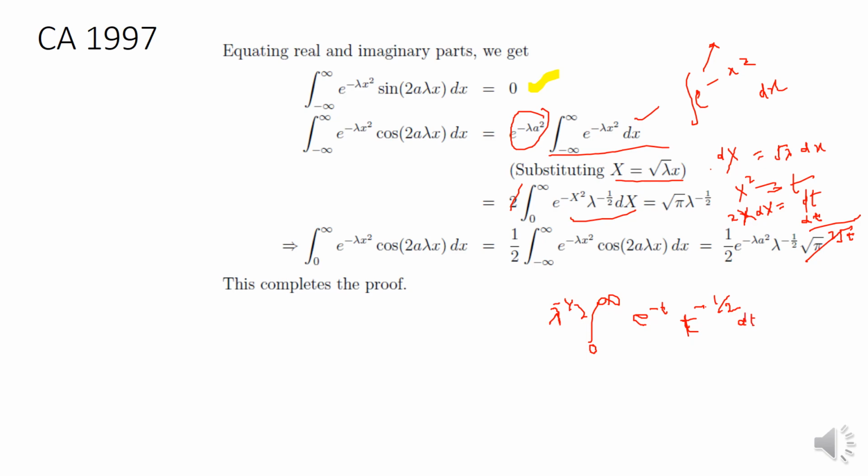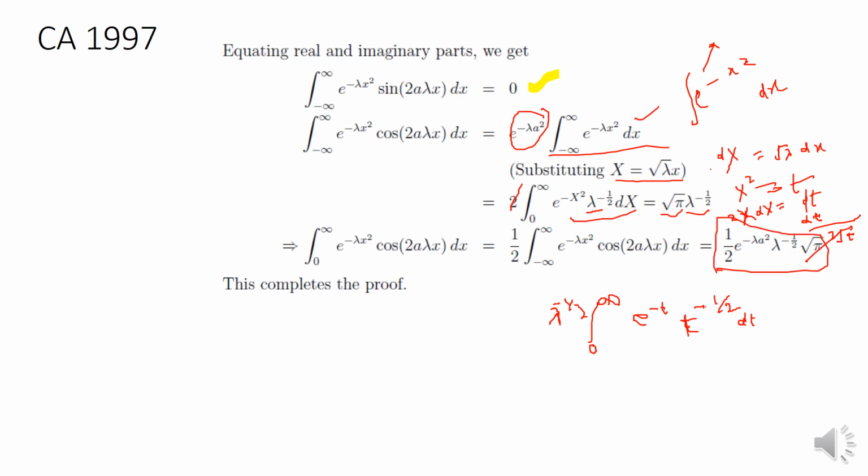And if we compare it with the gamma function, gamma n is equal to integral 0 to infinity e to the power minus t, t to the power n minus 1 dt. So if we compare, it gives that n minus 1 is equal to minus half, so n is equal to half. It means it is equal to gamma half, and gamma half is equal to root pi. So root pi into lambda to the power minus half, which was there here. So this is the integral of this.